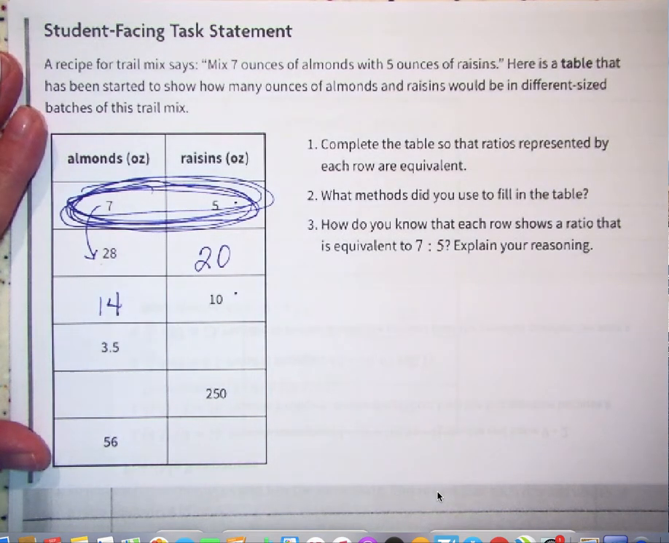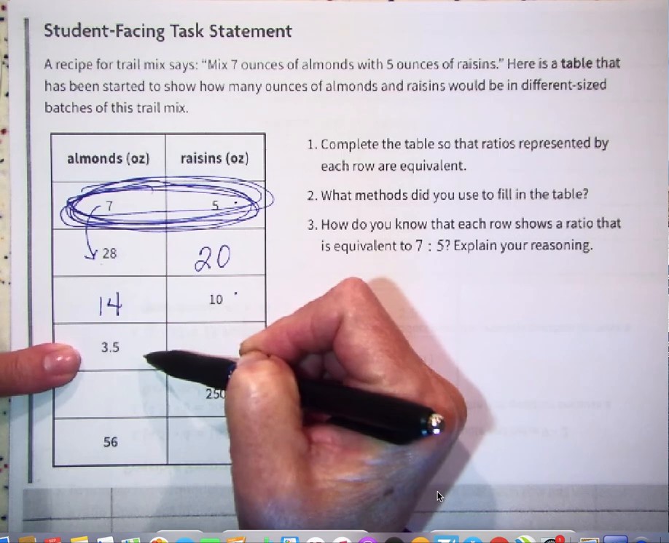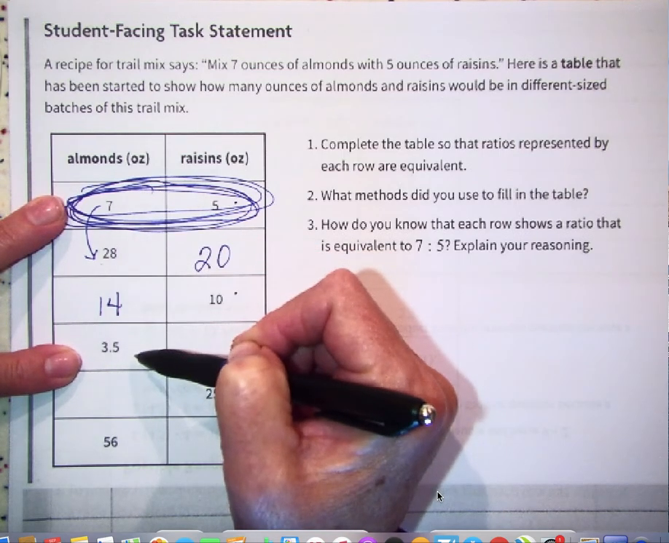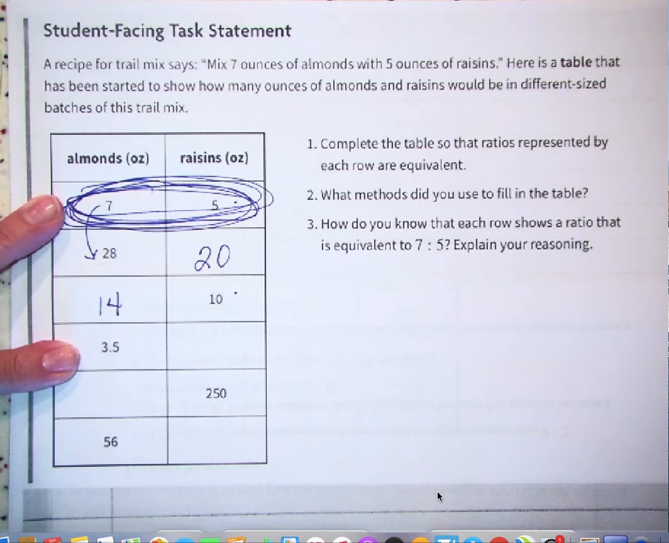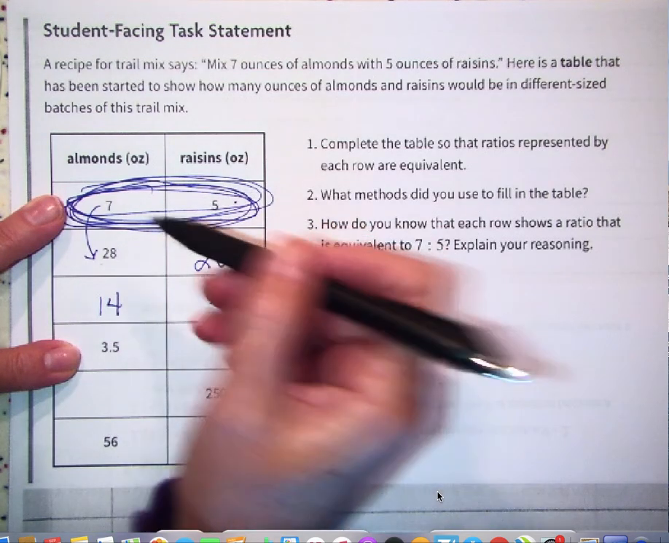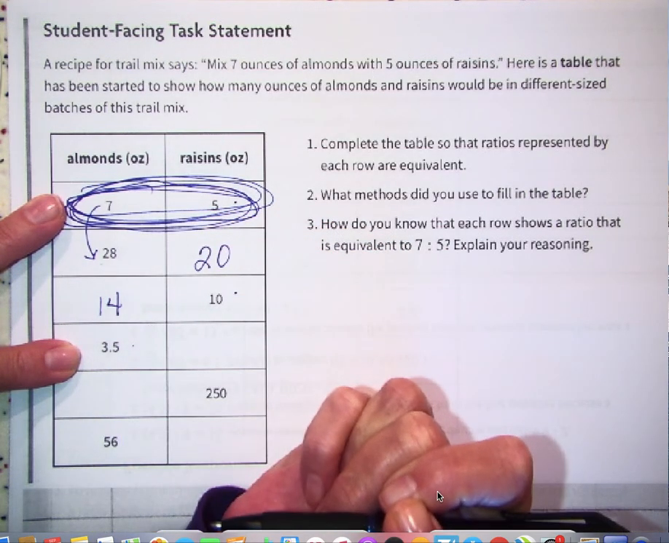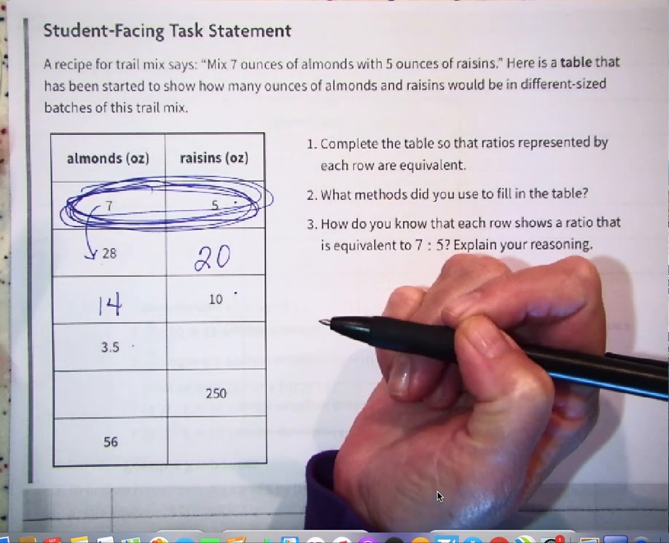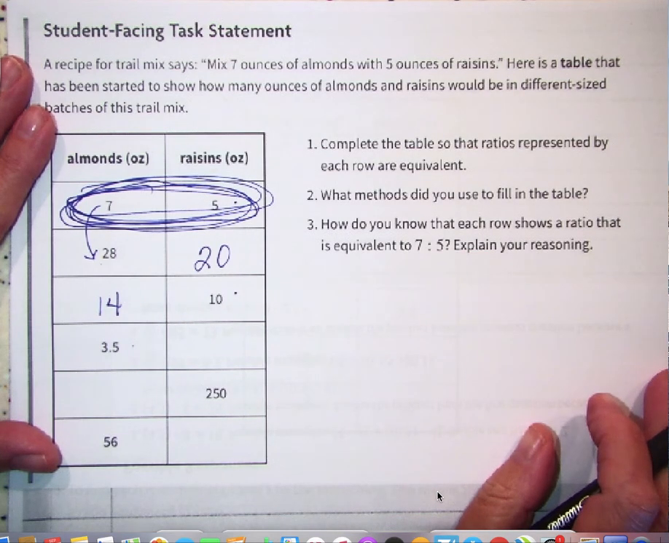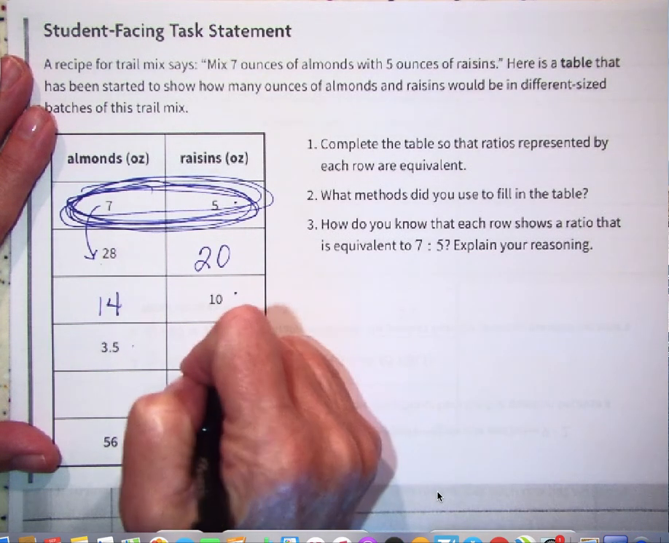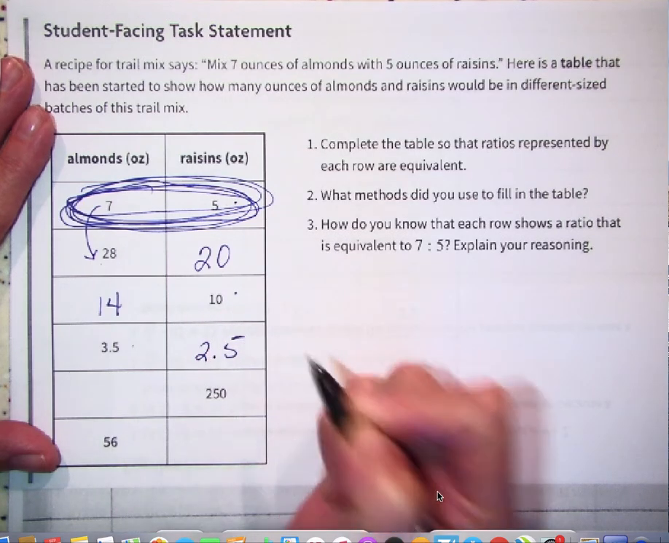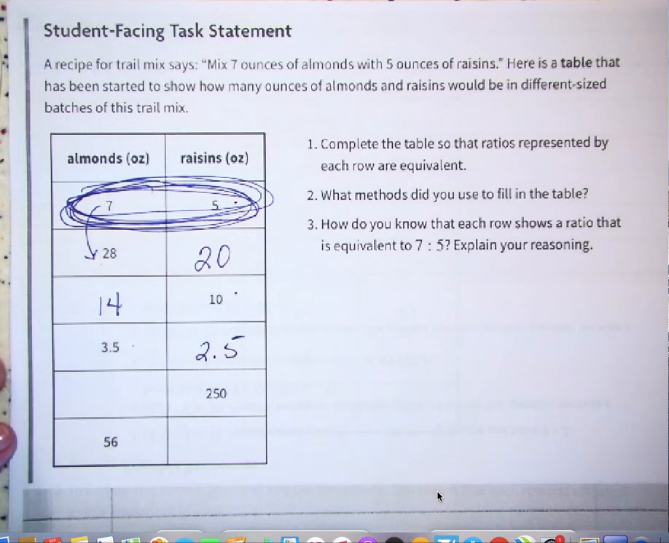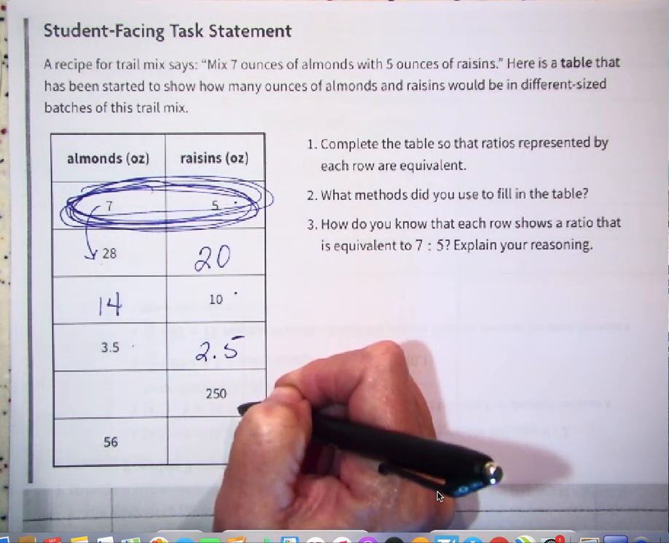All right. So now I have 3.5. Well, what's the relationship between 7 and 3.5? Well, 3.5 is half of 7. So wouldn't this be 7 times 1/2? Absolutely. So this is going to be 5 times 1/2. What's half of 5? Yes, it is 2.5.